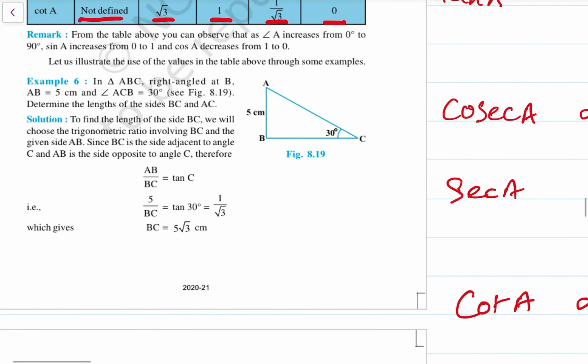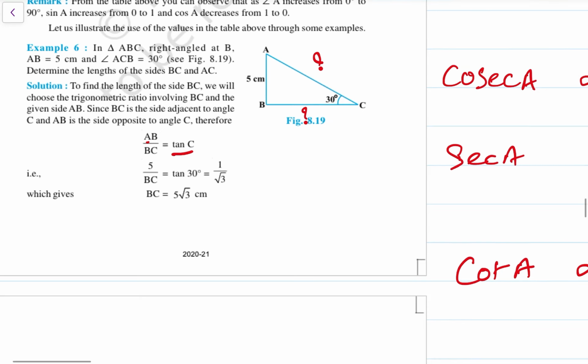Now in triangle ABC, right angle at B, AB is 5, angle ACB is 30. Determine the length of BC and AC. Now to find the length of side BC, we will choose the trigonometric ratio involving BC and the given side AB. Since BC is adjacent to angle C and AB is opposite to angle C, therefore AB upon BC is tan C, because we are taking into consideration opposite and adjacent. Therefore 5 upon BC is equal to tan 30, which is 1 upon root 3. So BC is 5 root 3.